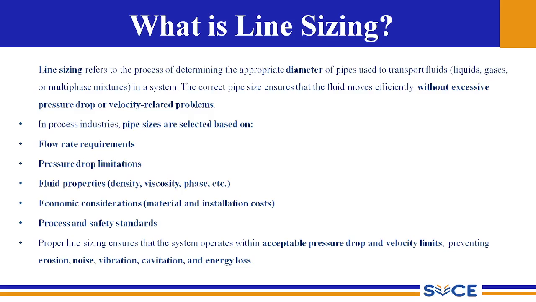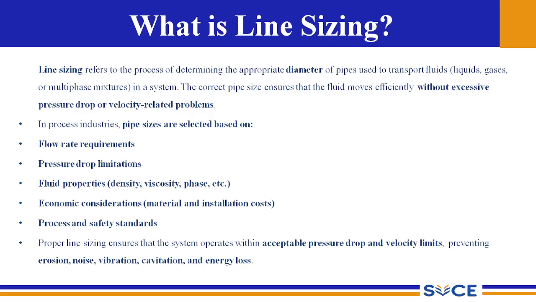Next, we need to go for the proper process and safety standards. A proper line sizing will ensure that the system is operating with acceptable pressure drop and velocity limits. This will prevent energy loss, cavitation, vibration effects, noise during transport, and erosion. Erosion is due to high velocities, noise is also due to very high velocities, vibrational loads may be induced by hammering, and cavitation is due to very small diameter of the pipelines with high pressure drop, so that the fluid vaporizes and creates micro bubbles inside the pipeline.